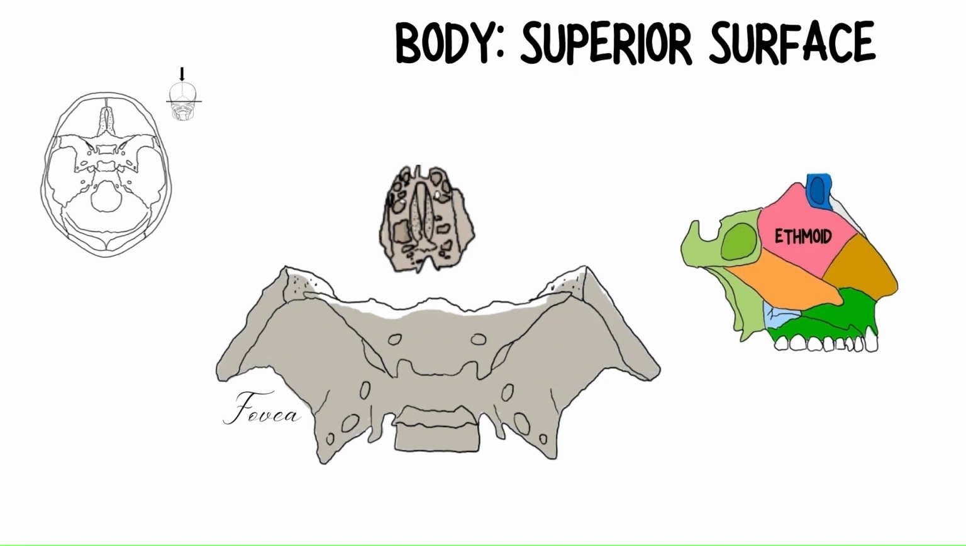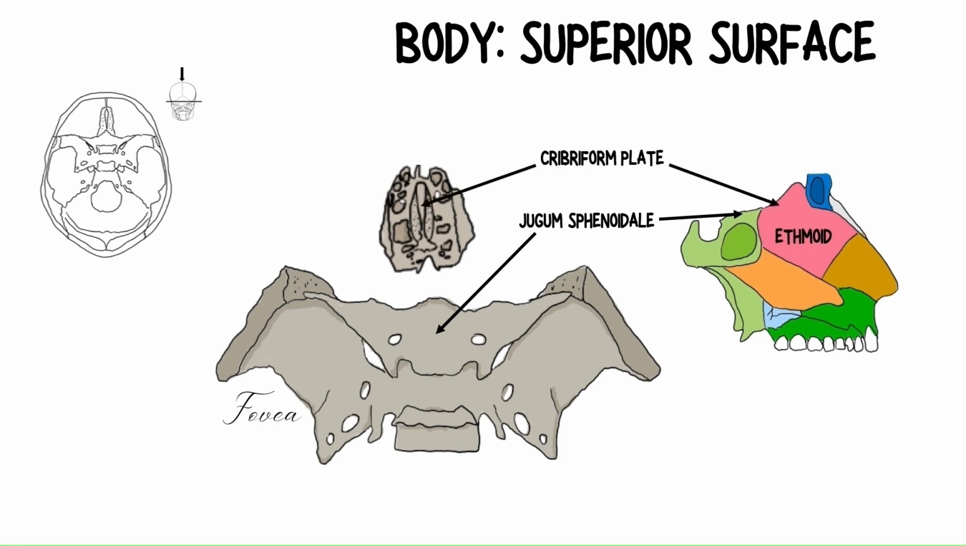The body's shape is similar to a cube. We distinguish 6 major surfaces: the superior, the posterior, the anterior, the 2 lateral, and the inferior surface. In the superior surface, we can see the anterior horizontal part of the superior surface of the body. That is called sphenoidal yoke, jugum sphenoidale. It is in communication with the cribriform plate, a part of the ethmoid bone that supports the olfactory bulb, and that is perforated by foramina for the passage of the olfactory nerves.